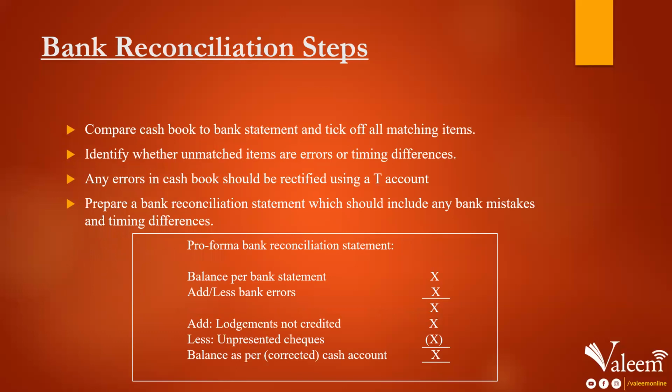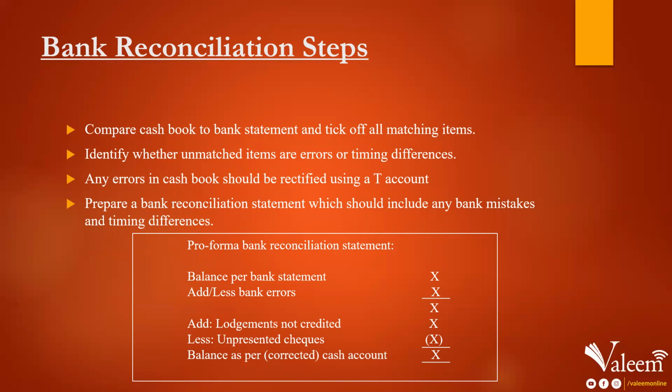So, what is then a logical approach to preparing a bank reconciliation statement? First of all, we have our cash book and our bank statement. We compare all of the items on our cash book to our bank statement, and all of the items which are matching, we will tick them off. The next thing that we are supposed to do is to identify the unmatched items and identify if these are errors or if these are timing differences.